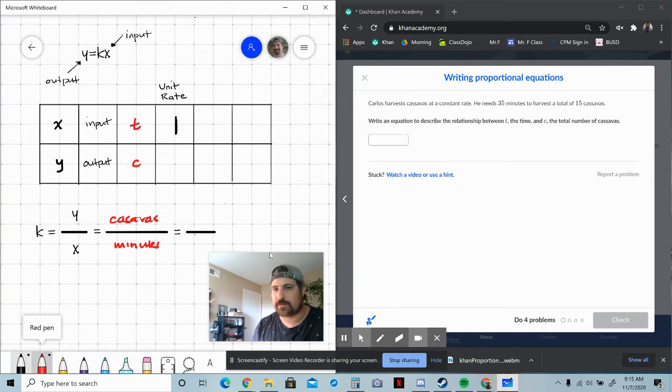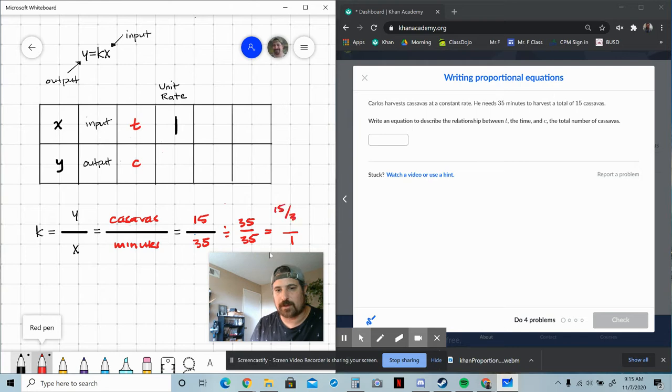And so now we just have to fill in the values here. It says he needs 35 minutes to harvest 15 cassavas. So we have 15 cassavas takes him 35 minutes. So at that rate, what is that rate? Let's find the unit rate. So you're going to divide top and bottom by 35, and you're going to get 1 on the bottom, which is what you want, right? How many cassavas you can harvest in 1 minute. And so you get 15 out of 35 on top.